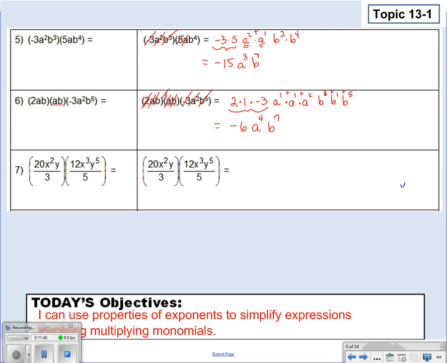Number 7, do not be afraid because you have fractions. We're still going to follow the same process. Let's start with our numbers. And the number that we have is 20 divided by 3, or 20 over 3. That comes from our first parenthesis. Our second parenthesis, we have 12 over 5. So I'm going to multiply that by 12 over 5.